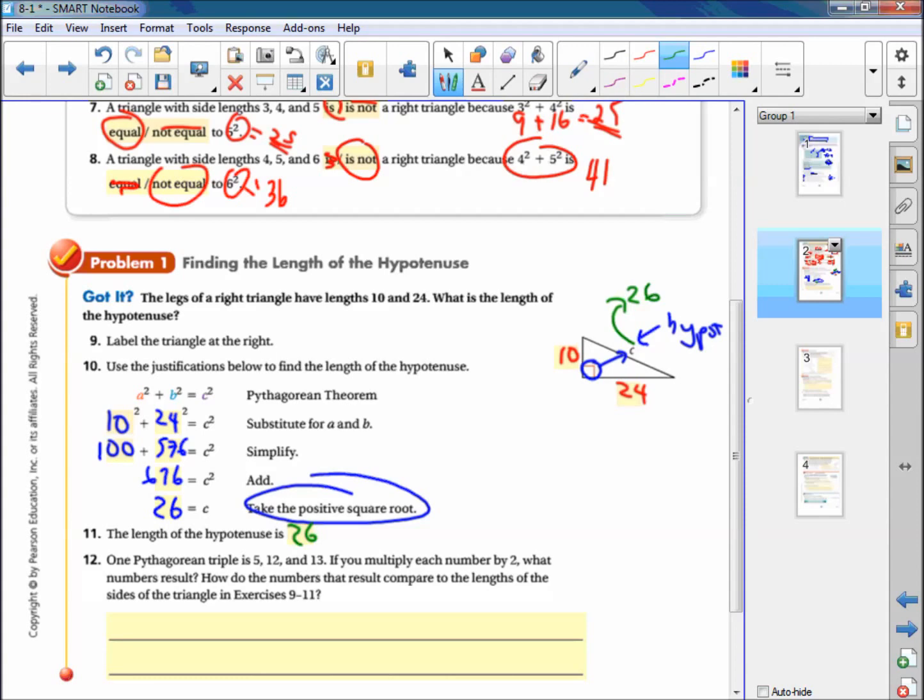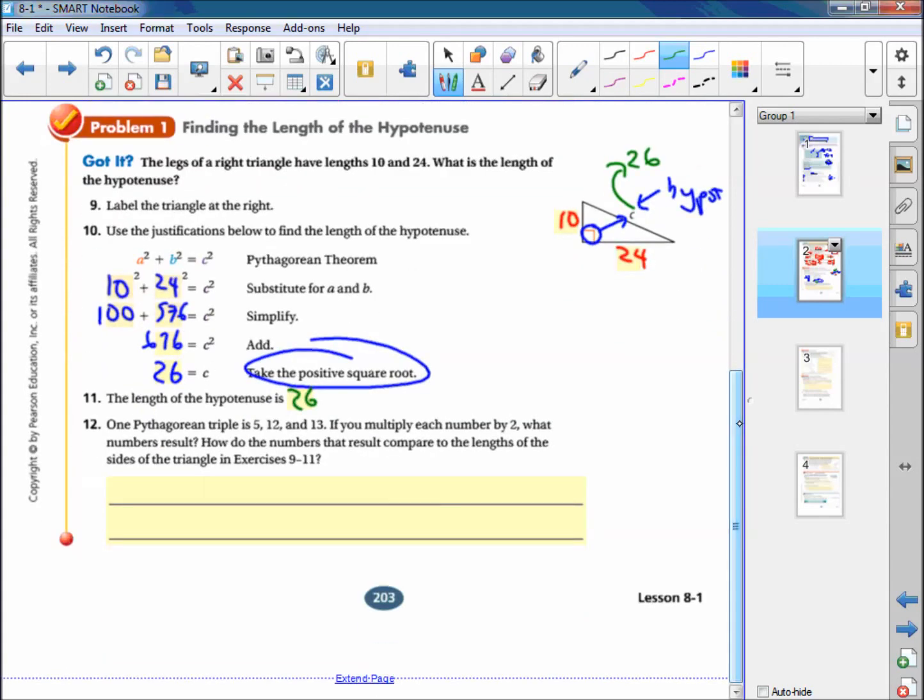Okay, so one Pythagorean triple is 5, 12, and 13. Okay, and that's because 5 squared plus 12 squared equals 13 squared. This works. It's called a triple because these are all whole numbers. Okay, so 3 whole numbers together that make the Pythagorean theorem work is called a Pythagorean triple. If you multiply each of those numbers by 2, what do the numbers result in? So this would be 10, 24, and 26. How do these numbers compare to the lengths of the sides of the triangles used in exercises 9 through 11? Well, these are the same.